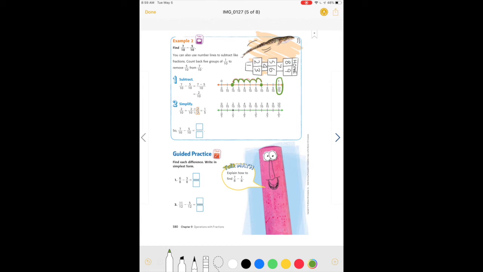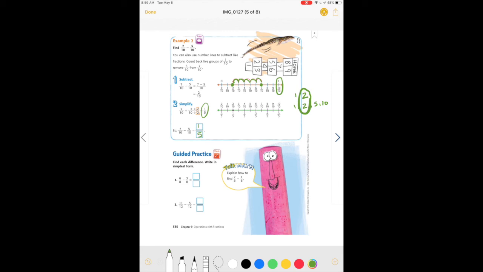Well, 2/10 can be simplified. If I list the factors of 2, I have 1 and 2. And if I list the factors of 10, I have 1, 2, 5, and 10. So what is their greatest common factor? 2, and that's what we're going to divide by. So 2 divided by 2 is 1. Remember, any number divided by itself is 1. And 10 divided by 2 is 5. So our final answer is 1/5. So 7/10 minus 5/10 is 1/5.